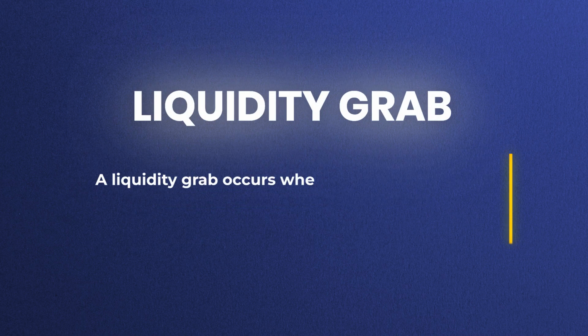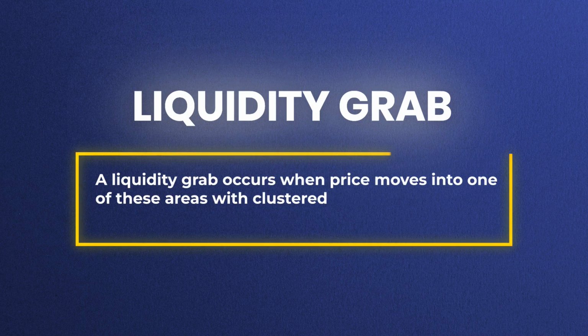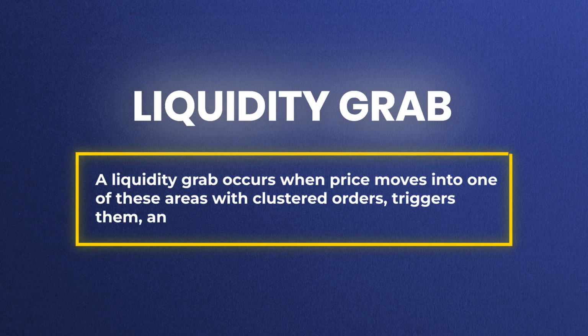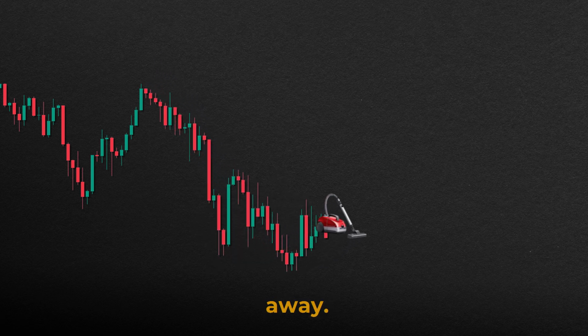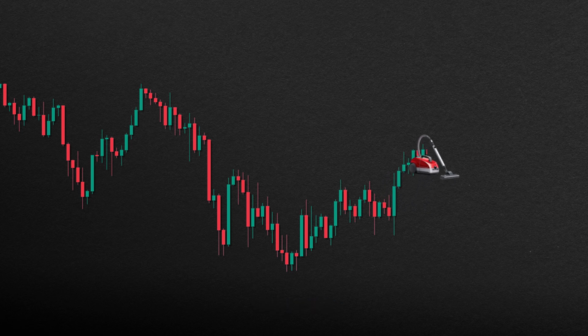A liquidity grab occurs when price moves into one of these areas with clustered orders, triggers them, and then moves away from that level. Think of price like a vacuum cleaner. It moves toward dust, which are orders. Once the dust is gone, it moves away. Liquidity equals dust. Liquidity grab equals vacuum pass.